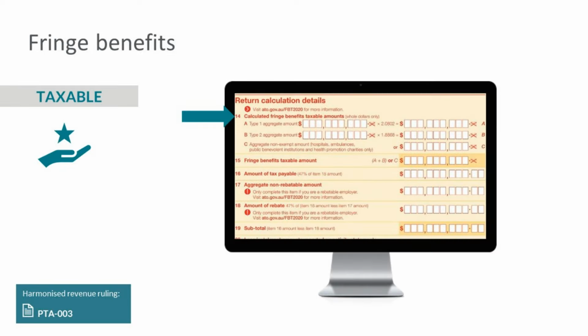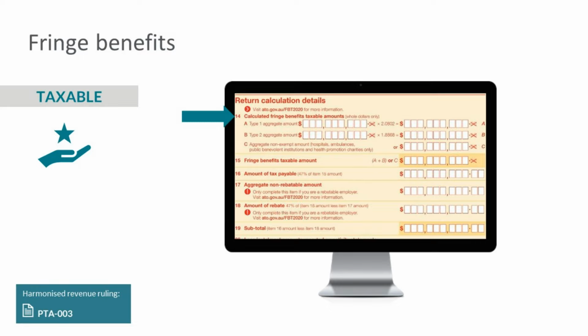To use your fringe tax benefit information for payroll tax purposes, look to question 14 on your fringe benefits tax return. For payroll tax, you will add together your Type 1 and Type 2 fringe benefits and gross them up by multiplying by the Type 2 rate.